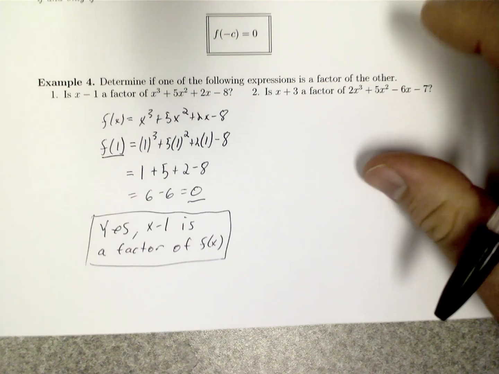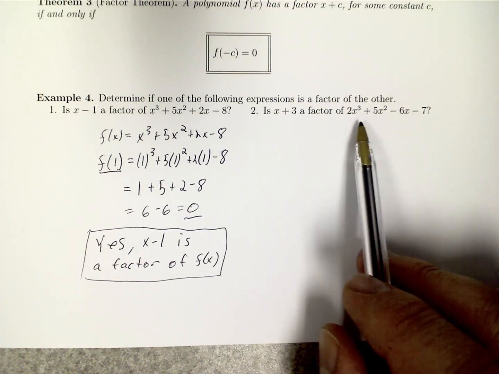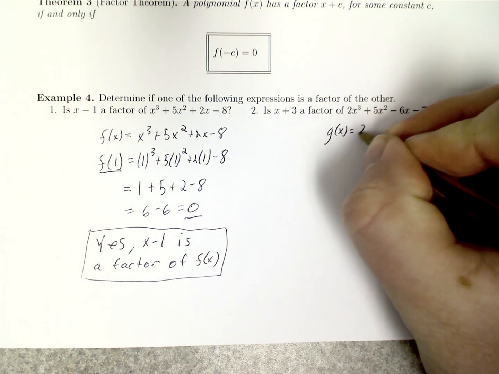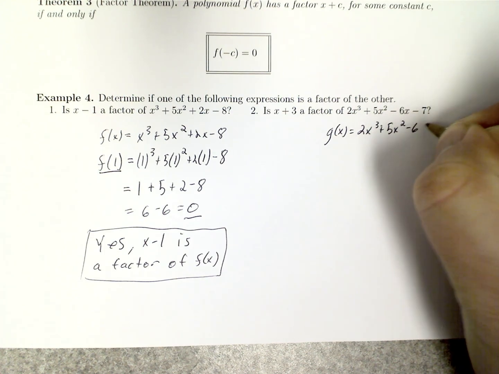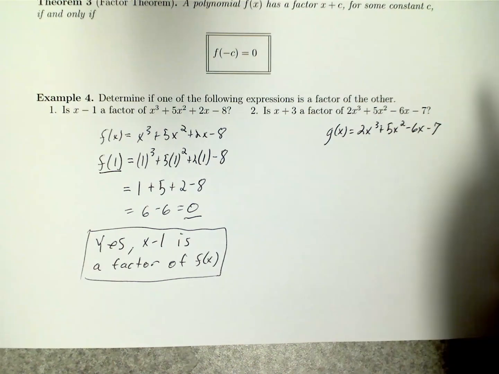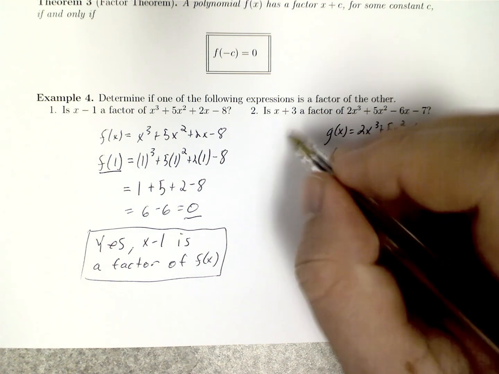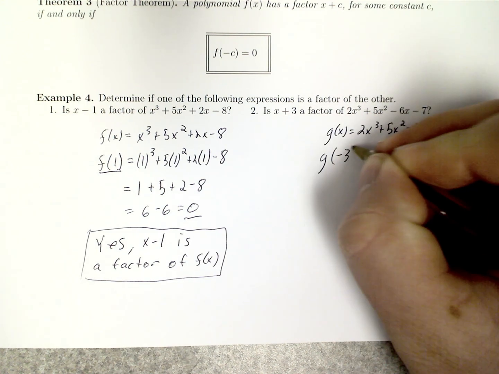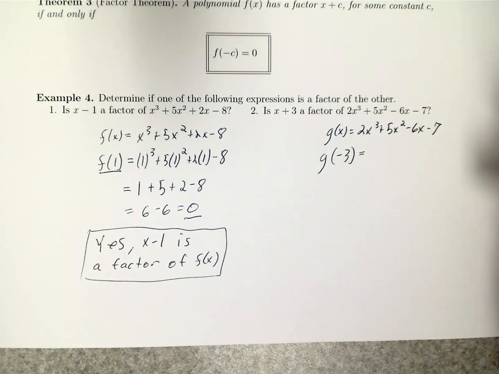All right. So what about this? Is x plus 3 a factor of this? Well, let's give this another name. Let's call it g of x. So if g of x equals 2x cubed plus 5x squared minus 6x minus 7, is x plus 3 a factor of g of x? Well, it is a factor if when you plug in, so here we have x plus 3, we need to plug in negative 3, the opposite of whatever this is. If this equals 0, then yes, it is a factor.